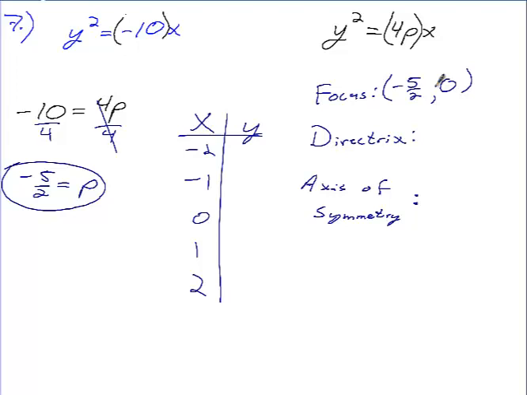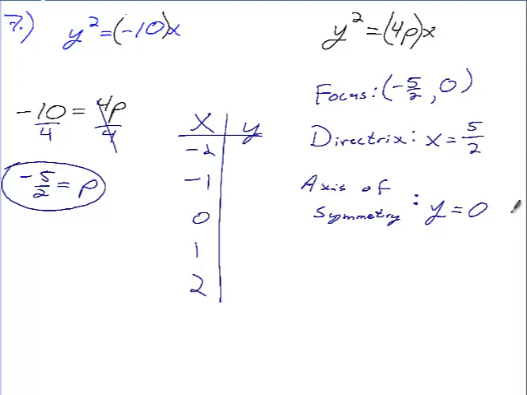The directrix, is that x equals or y equals? X equals, and this time it's x equals your negative p. So what's the opposite of negative 5 over 2? Positive 5 over 2. Okay, the axis of symmetry is going to be what? Y equals 0, because this has horizontal symmetry. As in, the horizontal axis is what's going to create the symmetry. I apologize for that. Everybody good so far?